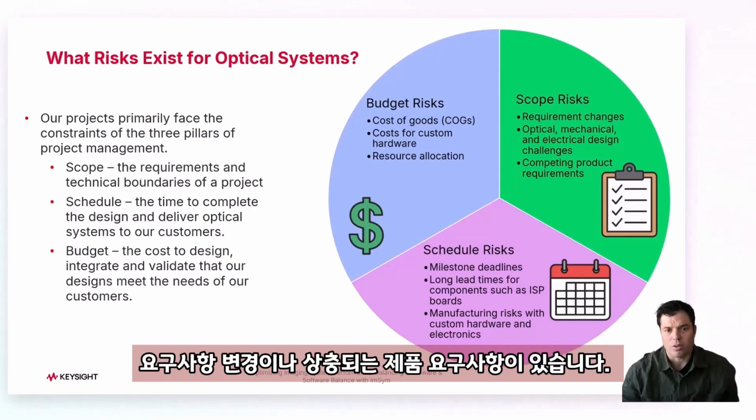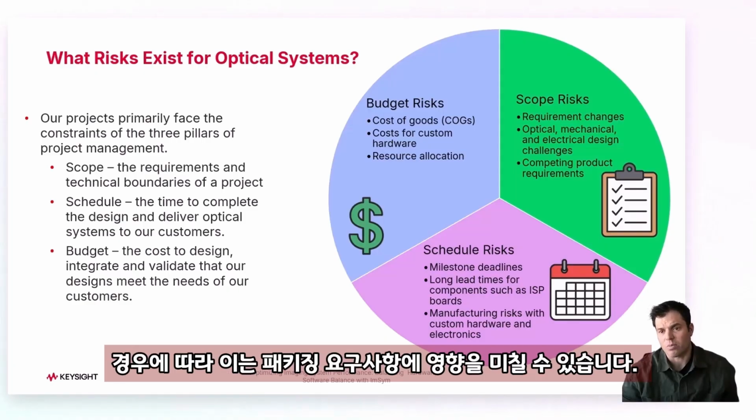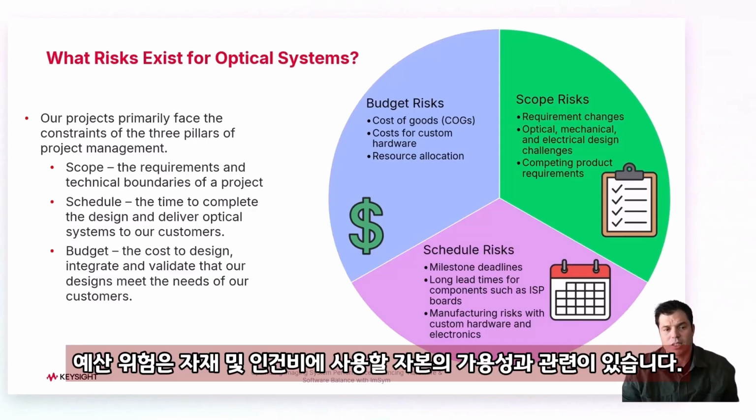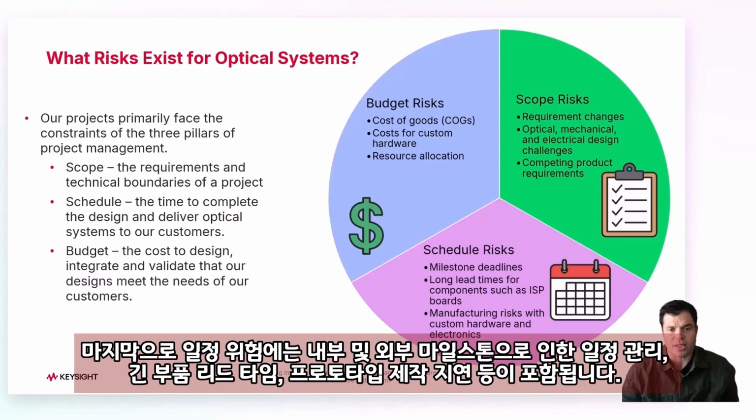Examples of scope risks include requirement changes or competing product requirements. In some cases, this could be requirements that challenge packaging needs. Budget risks exist due to the availability of capital to spend on materials and labor. And finally, schedule risks include managing timelines impacted by internal and external milestones, long lead times for components, or delays in manufacturing prototypes.